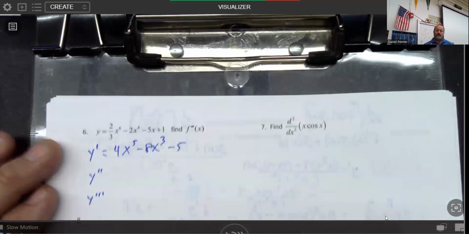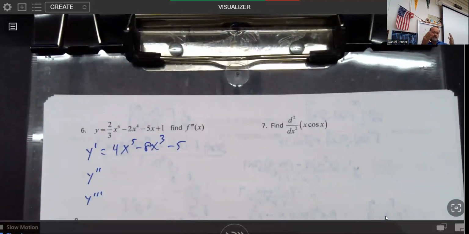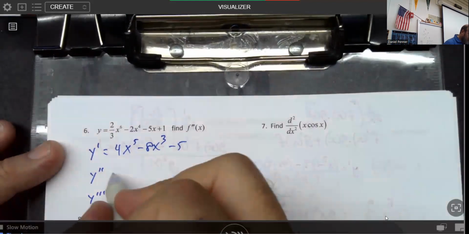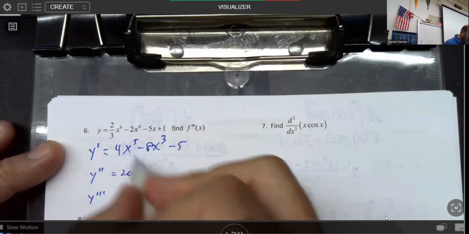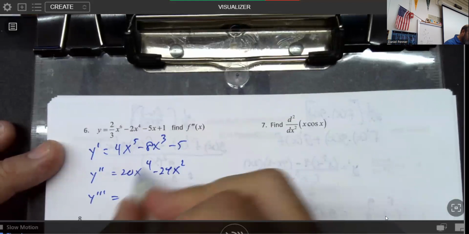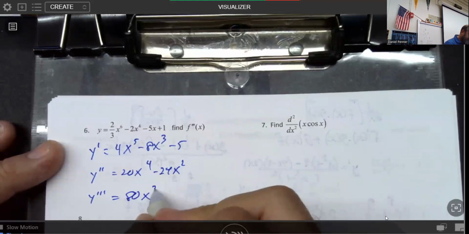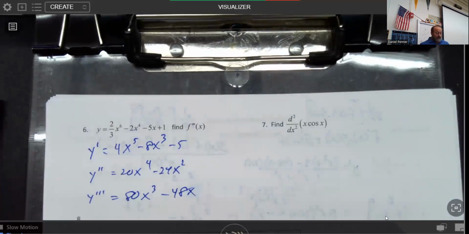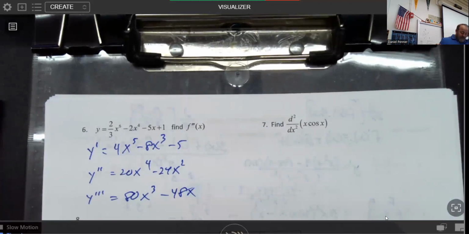So I found y prime, and you'll notice it went from a 6th degree down to a 5th. The 4th went down to the 3rd. If you go to double prime, we're going to take the derivative of this, which is 20, 5 times 4, x to the 4th, 20x squared, and then one more, and we are done. That's all there is to it. That is y triple prime.